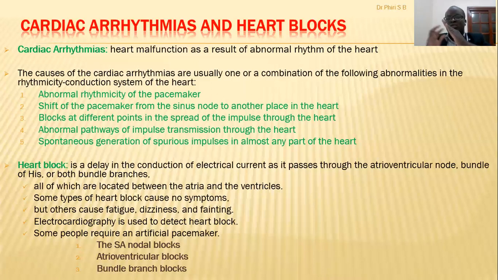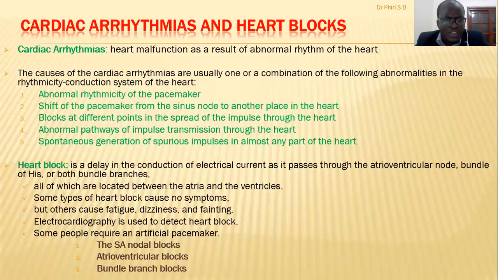So sometimes to treat that, there are artificial pacemaker cells that can be implanted into the heart. Then they'll be able to stimulate the ventricles to contract at the normal rate. So that's one way of treating heart blocks, especially complete heart blocks of the AV node or the bundle of His. So this is where you can use an artificial pacemaker.